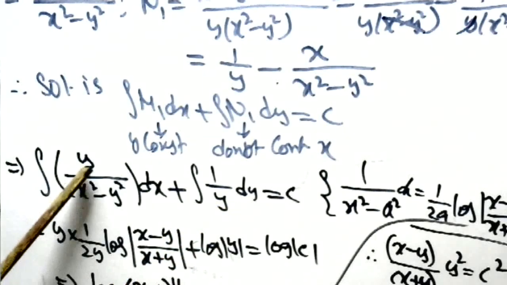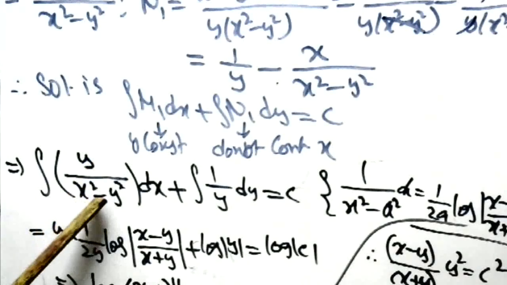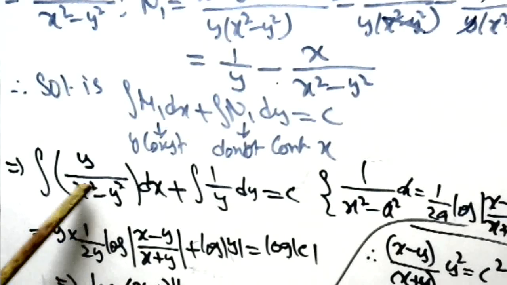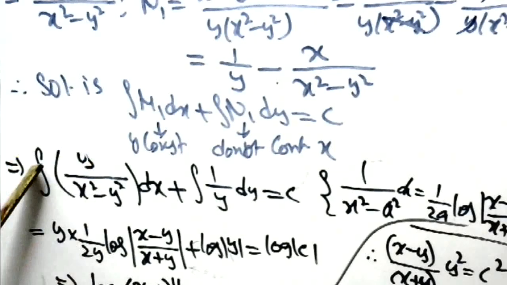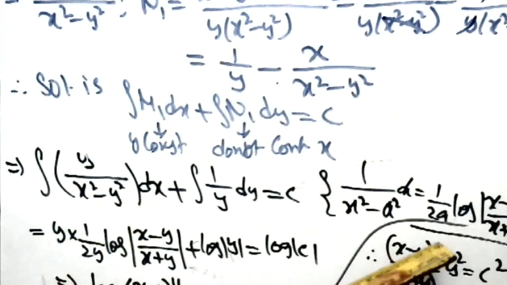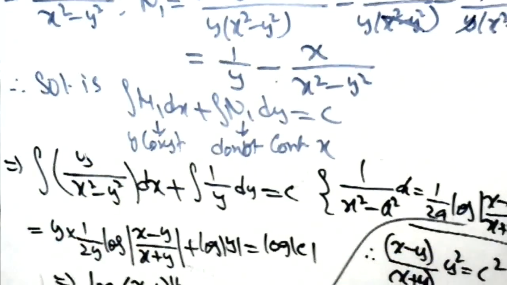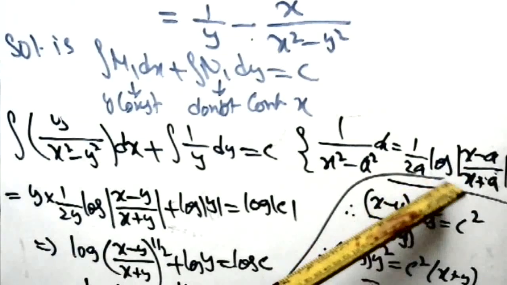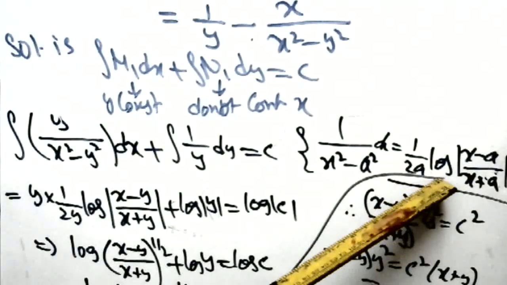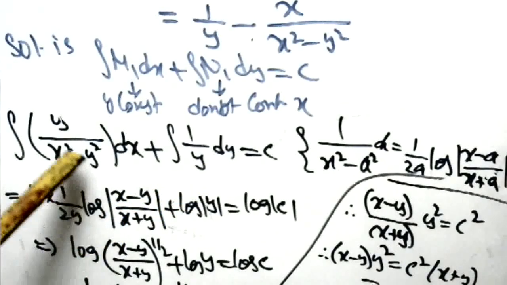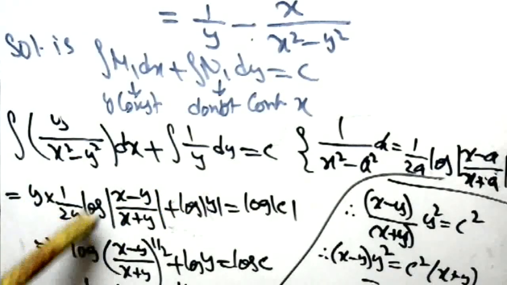Now see here, integration of 1 by y will be log y. Now in this, y is constant here. So it is of the form 1 by x² minus, this is a constant, so you take this as a². 1 by y, you write y outside. So what is left here? 1 by x² minus a². We have the formula for this. 1 by x² minus a² is 1 by 2a log of mod (x minus a) by (x plus a) plus c. So y into, we write the formula for this.